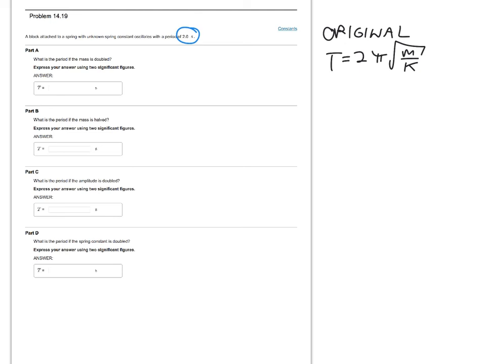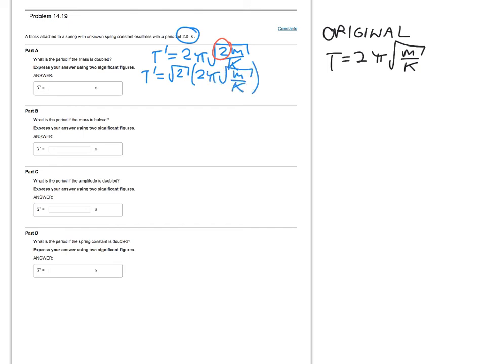So for this first one here, for my new period, T prime is going to be 2 pi times the square root of 2m now over k. And so the only thing that's really different is this 2 here. Since it's under the square root, I'm going to pull it out, but I need to leave that square root in place. So T prime is going to be the square root of 2 times 2 pi times the square root of m over k.